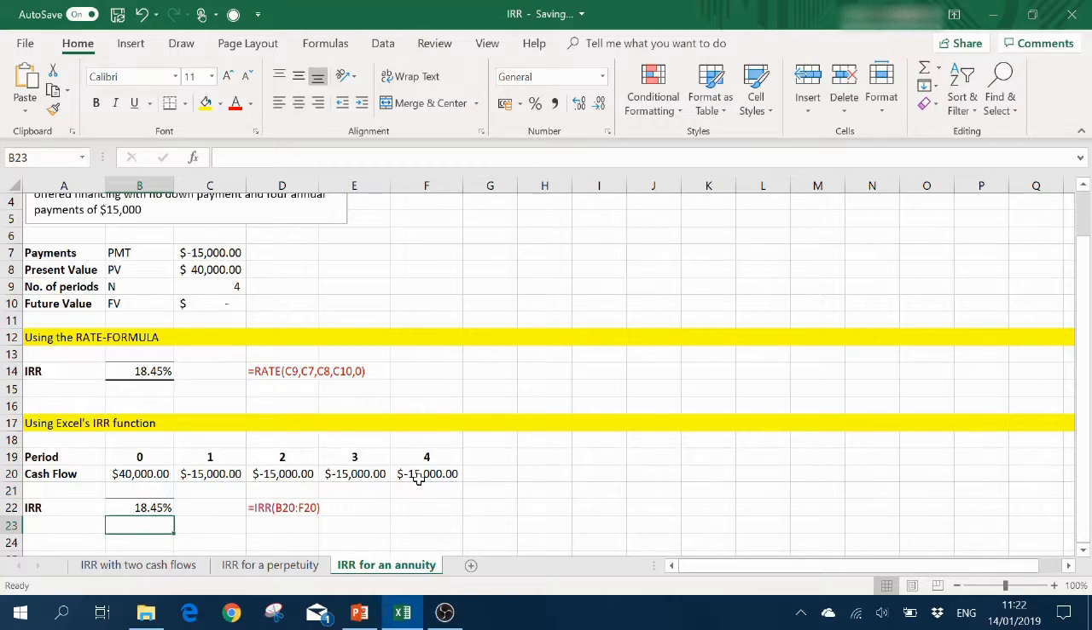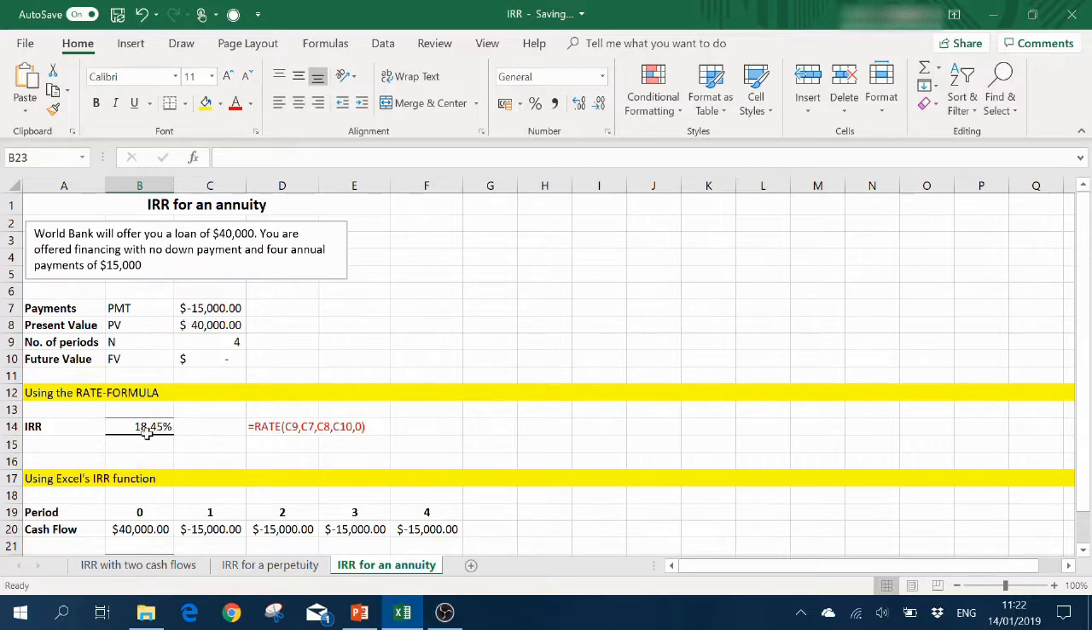So the way that you interpret this is that when the NPV is equal to 0, that is when our interest rate is at 18.45%.